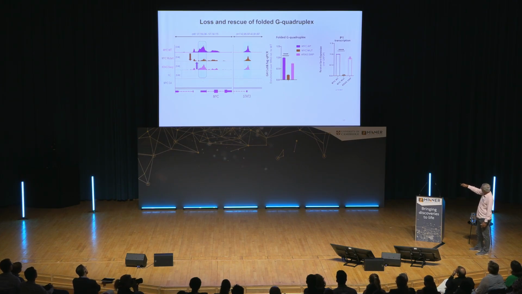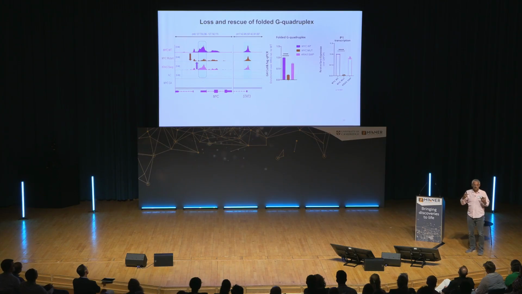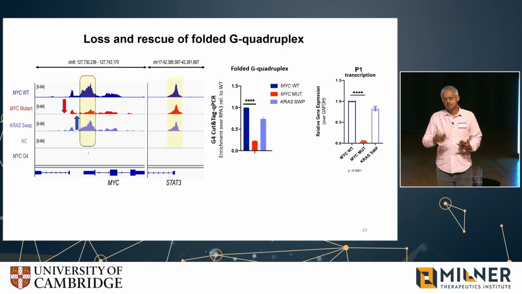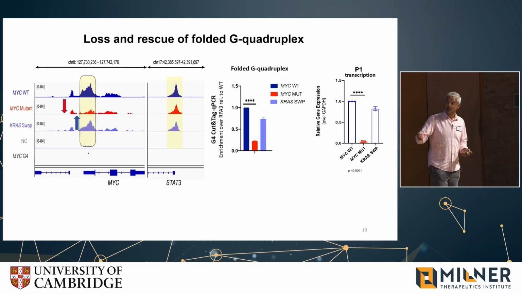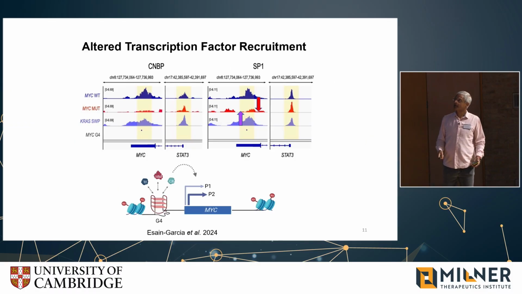And interestingly, when we look at transcription, this is wild type, this is when we mutate out the structure, and this is when we put in a similar structure from a different sequence. So we're seeing structure-dependent control of transcription of this P1 transcript of this very important proto-oncogene, MYC.